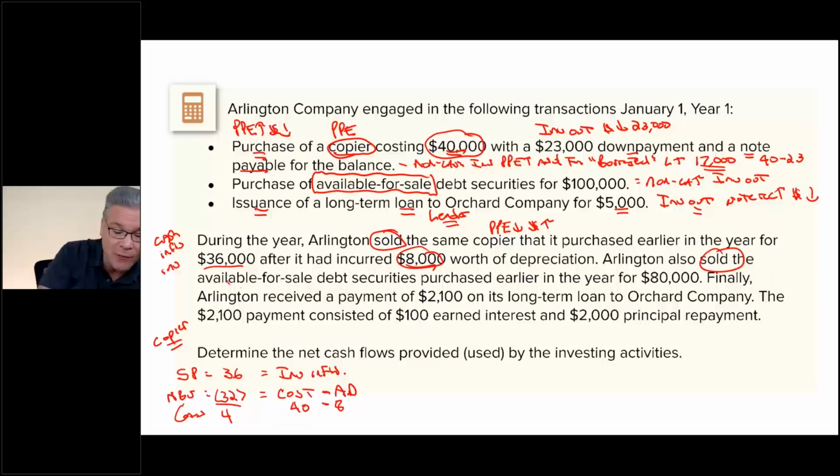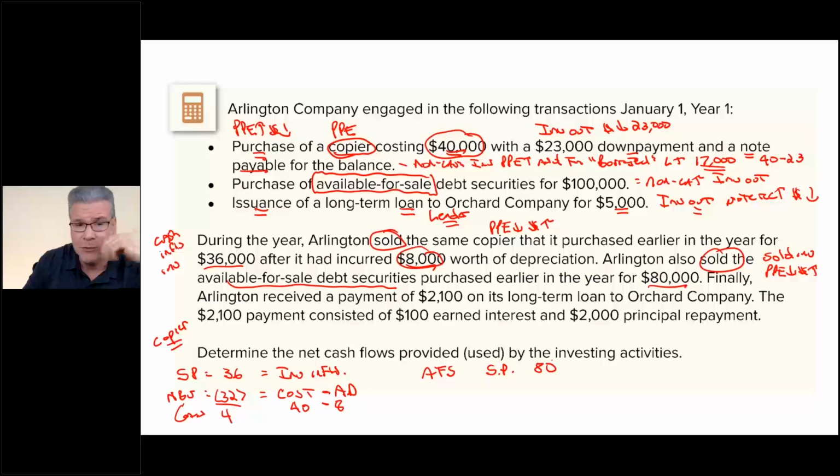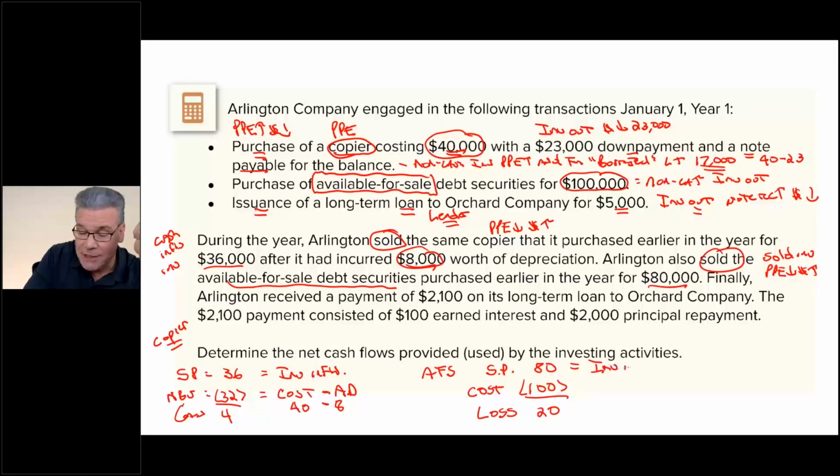Okay, then we turned around and sold the available for sale debt security purchased earlier in the year for $80,000. We sold an investment. PP&E is going down, cash is going up. All right, so here's our available for sale security. Our selling price, dropping the zeros, 80. Now they tell us, let's see, we purchased that available for sale security for how much? Oops, somebody screwed up. Our cost was 100,000. That's our carrying value, 100. Well, we got a loss of 20. The selling price, the proceeds on sale, that's an investing inflow.